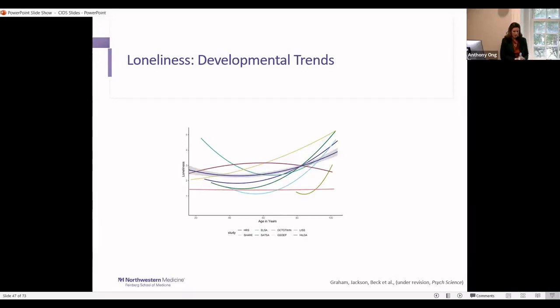This could potentially be explained by things like social investment theory. So middle-aged people don't have time to be lonely. We're too busy. And then as our responsibilities begin waning in older adulthood, maybe that begins to tick back up.